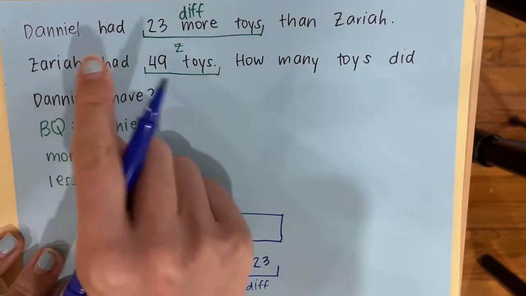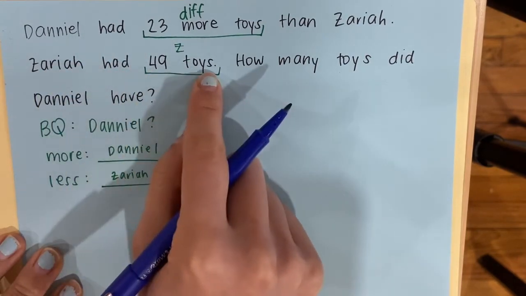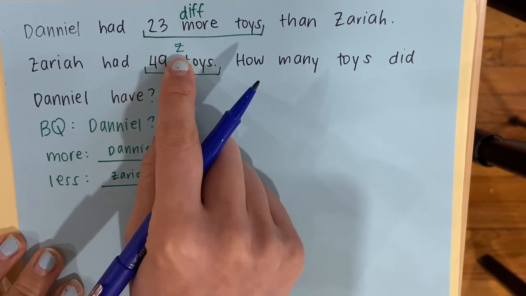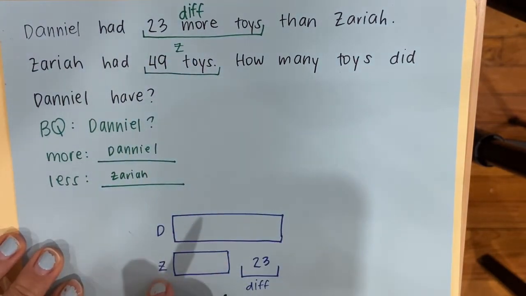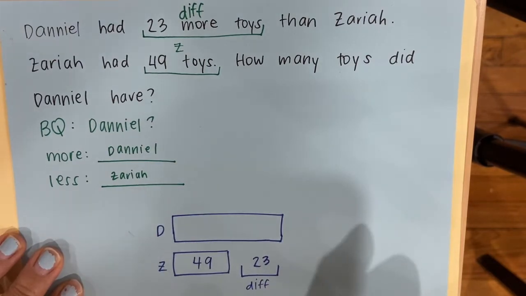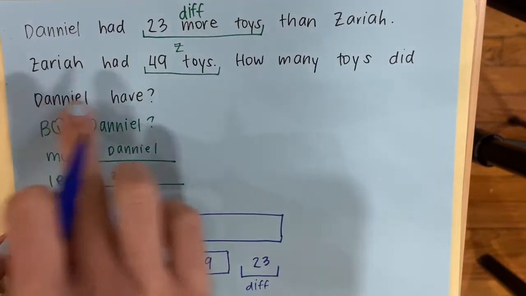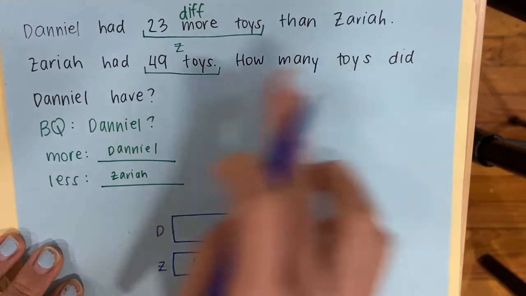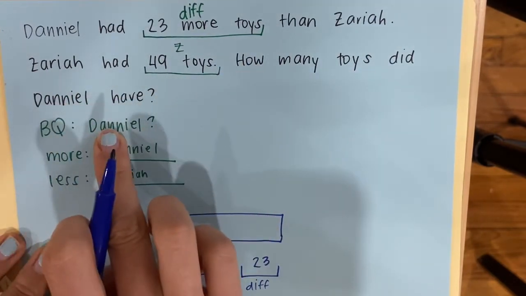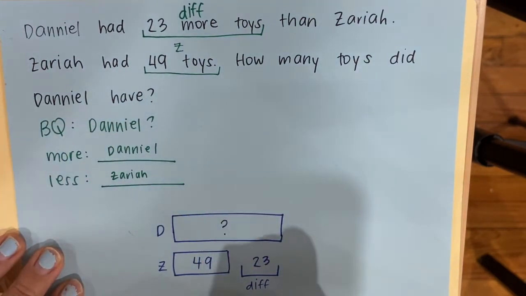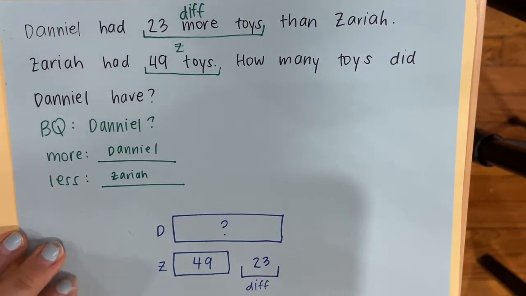Let me keep reading. Zariah had 49 toys. Ooh. Those toys belong to Zariah. That's why I put a Z for Zariah. So where it says Z for Zariah, I'm going to put 49. Then how many toys did Daniel have? Okay, let me put a question mark because that question tells me that I don't know how many Daniel has. In fact, Daniel's my big question. So let me put a big old question mark because that's my big question.